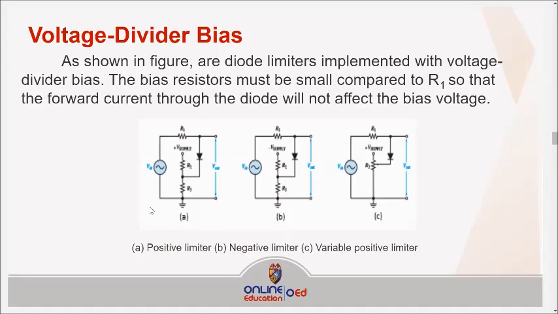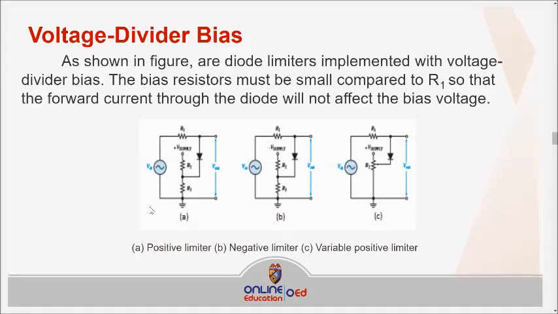Okay, as shown in the figure, diode limiters are implemented with voltage divider bias. Then the bias resistor must be small compared to R1, so that the forward current through the diodes will not affect the bias voltage. As you can see, the resistor we use as a bias resistor should be smaller compared to R1, so that there is still forward current or connection in the diode. Kumbaga, hindi maapektuhan yung bias voltage natin.